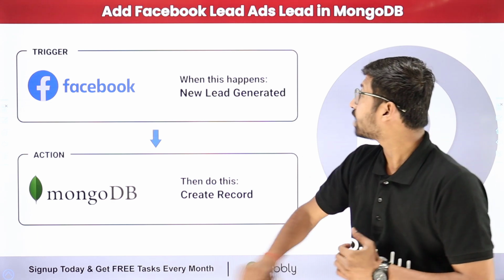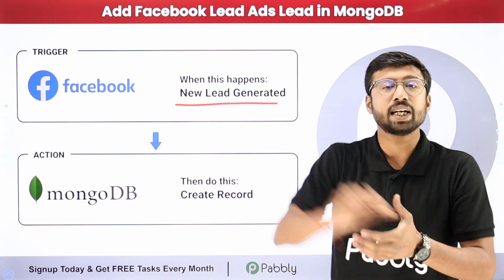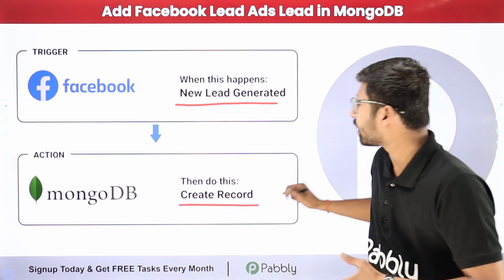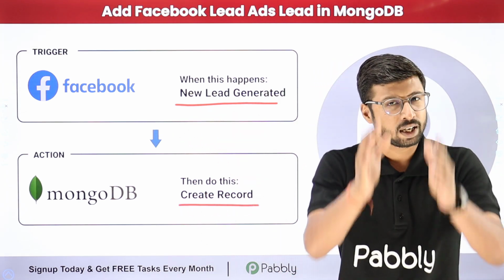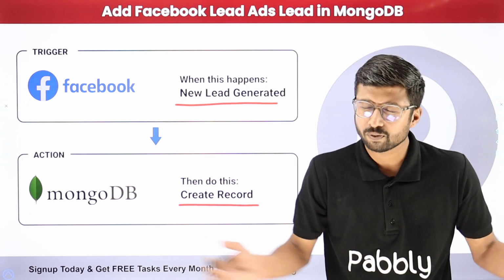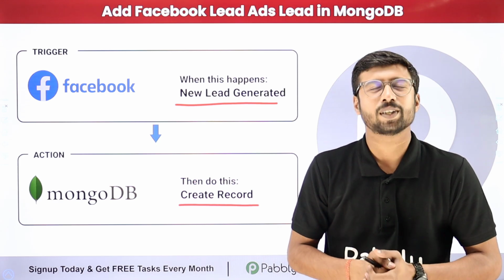In this automation, as a new lead is generated in Facebook lead ads, with the same details, we are going to add that lead and create a record for that lead in the MongoDB database. If you want to learn how you can set up this complete automation all by yourself, you just have to come with me to my screen.